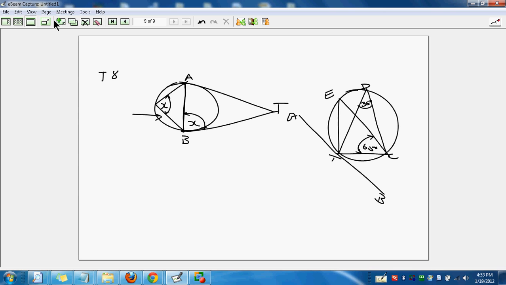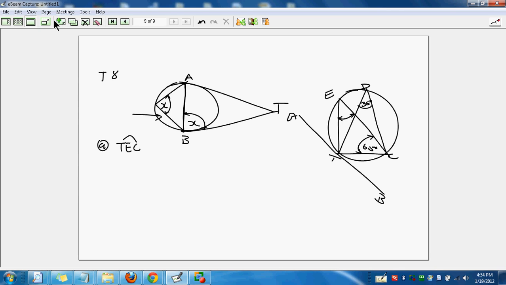Okay, so let's look at that here. If we want to get TEC, where's TEC? T to E to C is this angle here, and we have to go back as far as theorem 3 to answer that, which says that angles in the same segment are equal, or angles standing on the same chord are equal.